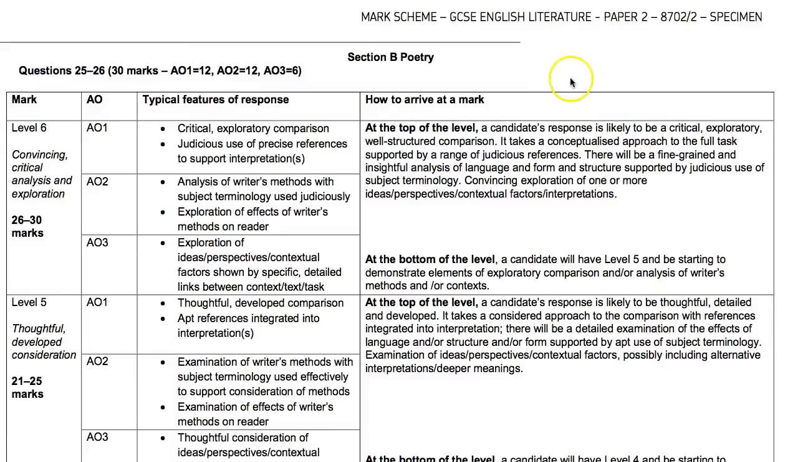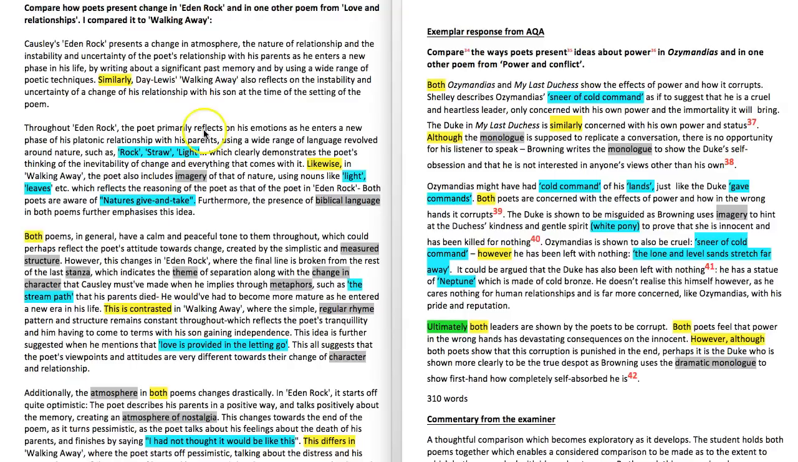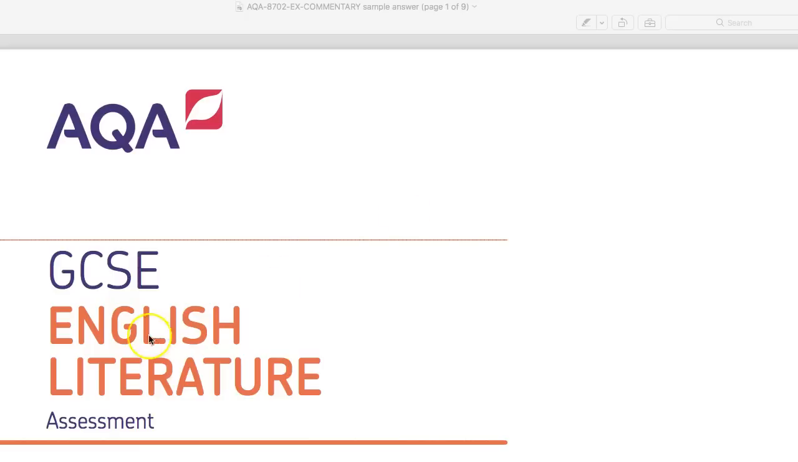So in this video, I'm going to take you through the mark scheme that Eleanor said she was having problems with. Make sure it's relevant to you. GCSE English Literature, Paper 2, 8702. Okay, then I'm going to apply the mark scheme to Eleanor's essay, which I've copied into Word here. And then I'm going to compare it to the exemplar response from the AQA examiners, which I've also copied into Word. That comes from this document that you can get on the AQA website.